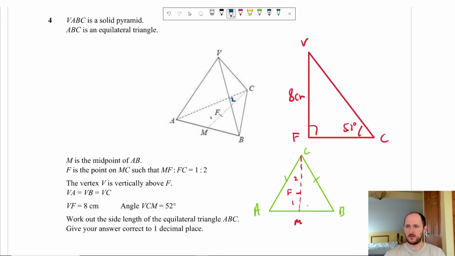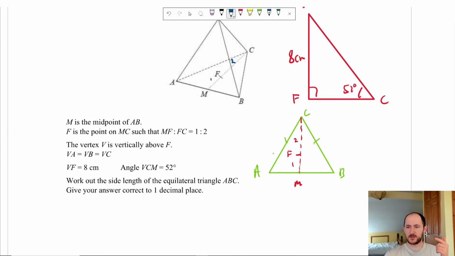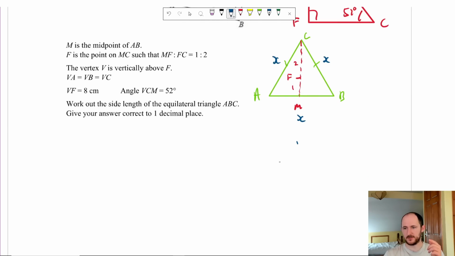So, here's the goal. If I work out the length F to C, that means I can work out the length C to M, because I can just use this ratio. Because F to C is 2 parts in this ratio. So I can quickly work out the full thing. Then, because all of these sides are equal, let's call them X for example, I could make this a right angle triangle because it will split straight down the middle.